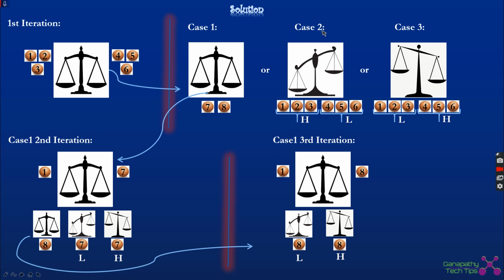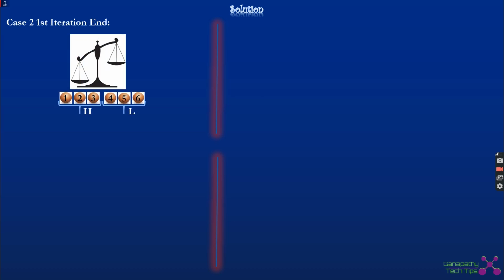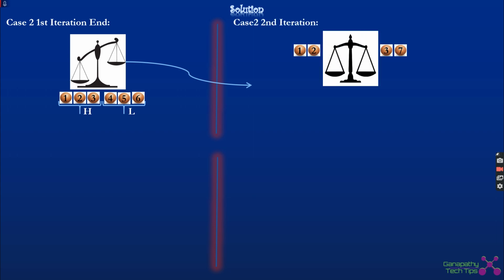Now let's move towards case 2 and dive deep into it. So in case 2, as the result of the first iteration, we are in this position. We know 1, 2, 3 are heavier or 4, 5, 6 are lighter. For the second iteration, let me take 1, 2, 3. I will take all the balls in the same group. We can do it in either way. I am taking the heavier group, 1, 2, 3, along with a good possible contestant.